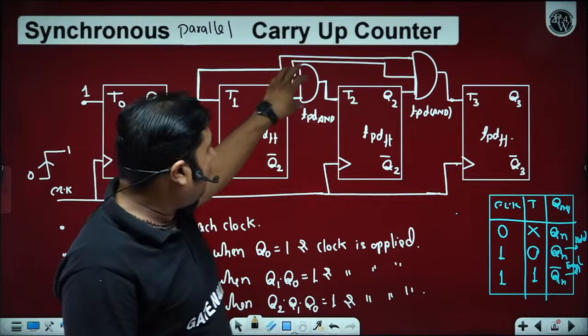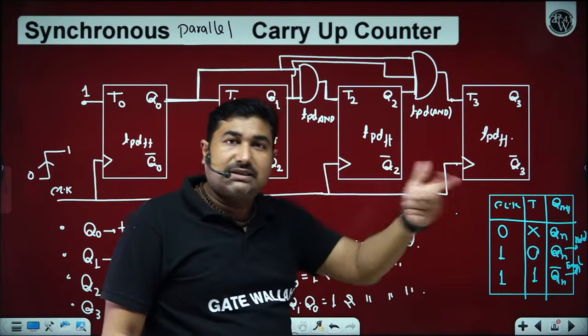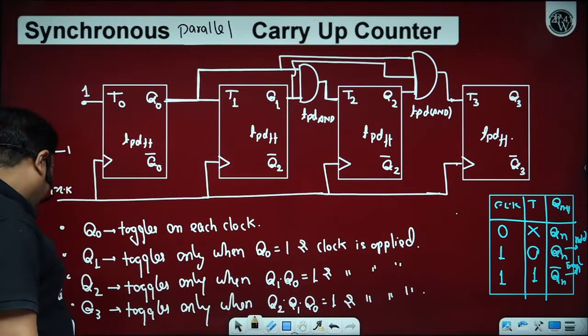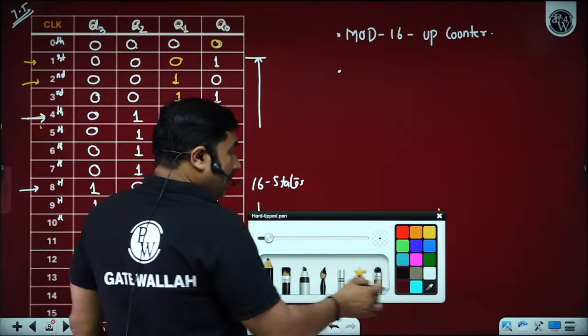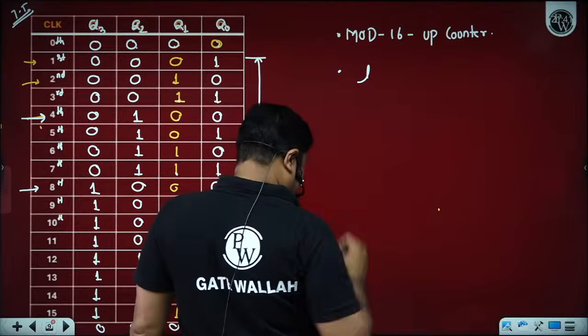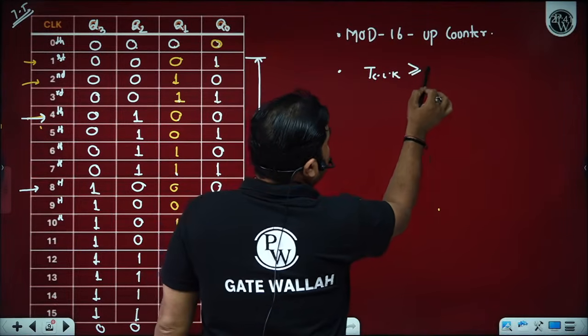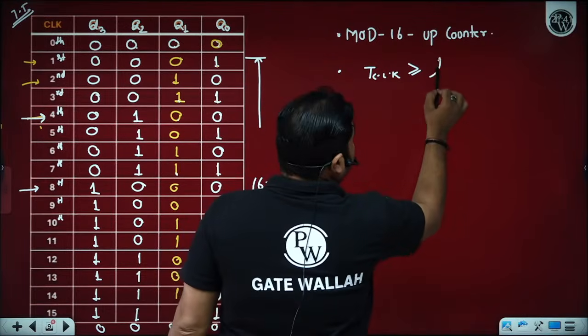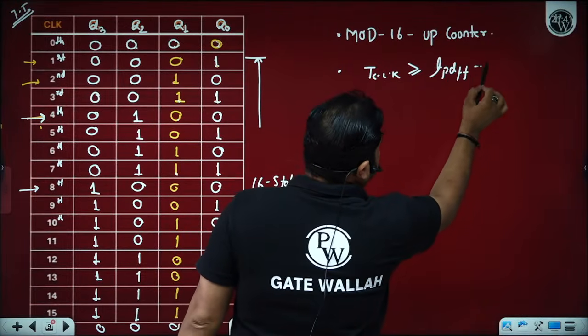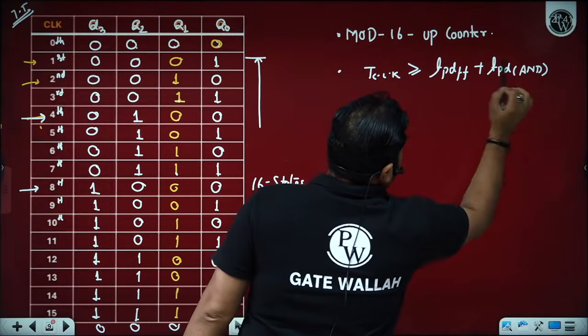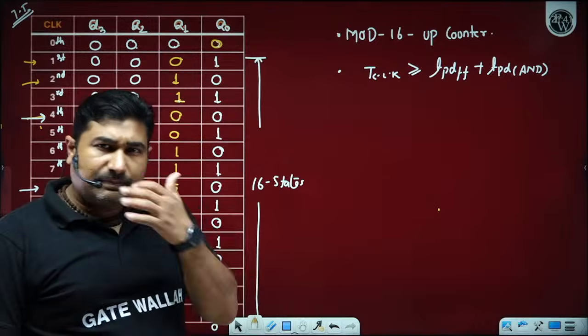Now all the AND gates are going to operate at the same time. If all the AND gates are going to operate at the same time, then how much time required? Sir, time period of the clock TCLK must be greater than or equals to TPDFF plus TPD of AND gate. Is it okay? So this is the best counter.